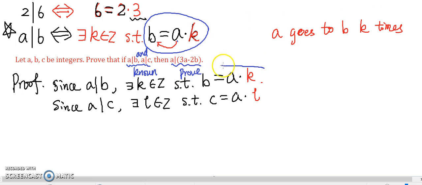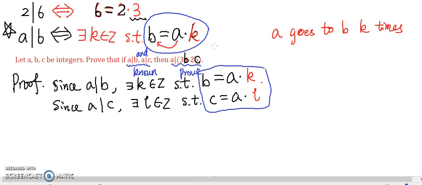So we know we have these two equations. What do we need? We need to show A goes into 3B minus 2C. So this part is going to go on my scratch paper, so that's your thinking, your mind. So how do I prove a number goes into another number? By the definition, if you want to show, oh, I'm sorry, this should be 3B minus 2C.